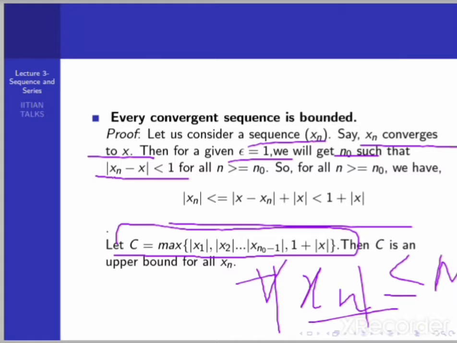So C is an upper bound for all xn. In fact, it is a uniform upper bound. So you say that your convergent sequence is bounded. Is it fine for you? I think it is fine. This is one beautiful property of convergent sequences you should know about.